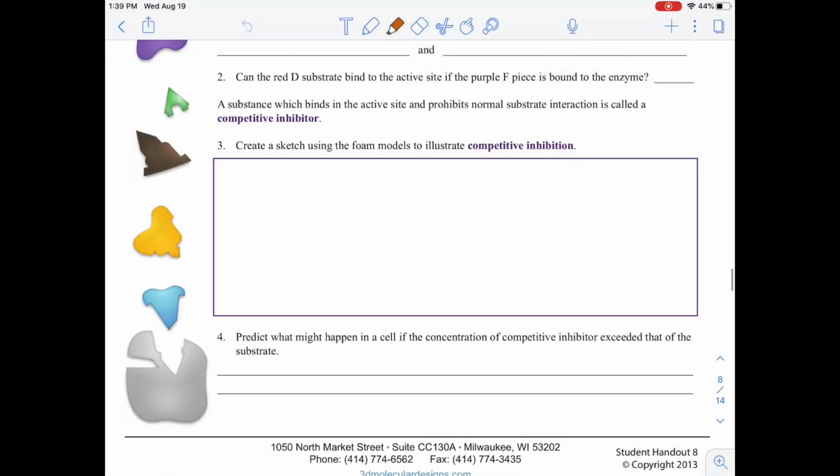Create a sketch using the foam models to illustrate competitive inhibition. Competitive inhibition is when a substance binds in the active site and prohibits or blocks the normal substrate interaction. So you need to create a sketch showing how that purple piece being in the enzyme blocks the red piece. So that competitive inhibitor, the purple, is blocking my red substrate.